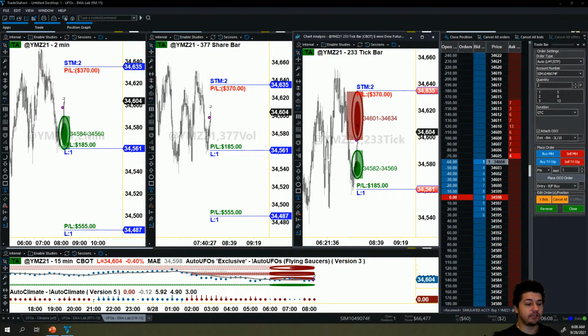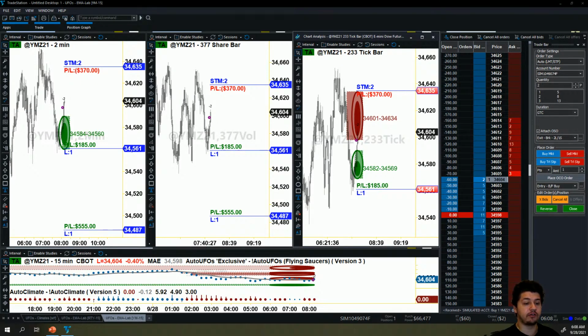The main point here is the fact that we do have a setup that meets the criteria of our rules, and those rules are the following. The first set of rules is the fact that we have a confirmed climate. We have a confirmed down climate. It's the third one out of typically five. So that's the confirmed part of the climate.